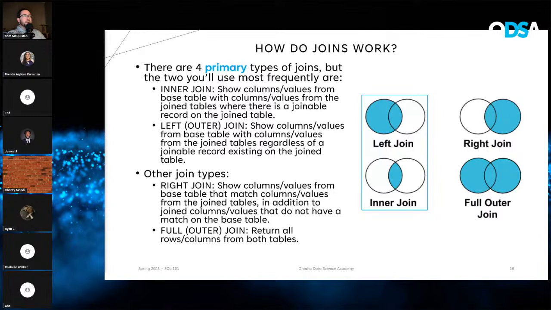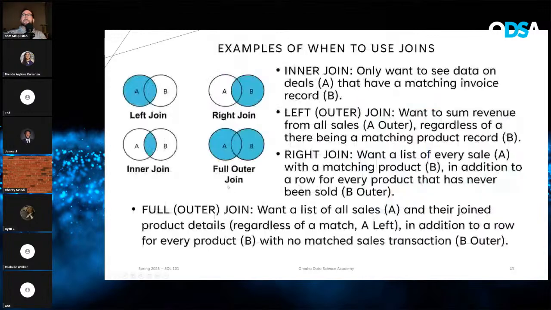And then the full outer join is going to return all columns and rows from both of the tables. And if there's not a join on your sale table, it'll show all nulls for the product information. And if you don't have any sales for a particular product record, it's going to show null for all of your sales columns. And then it'll show you what the product details are that had no match on your other table. And then on the next slide, I talk about each of these examples.